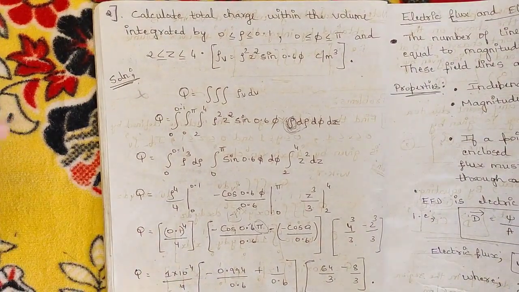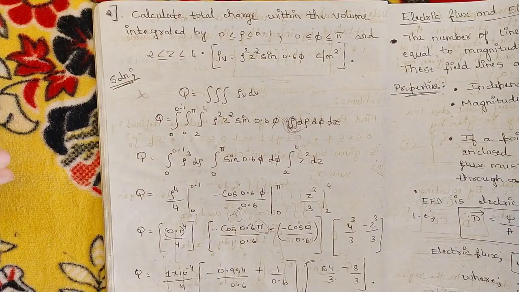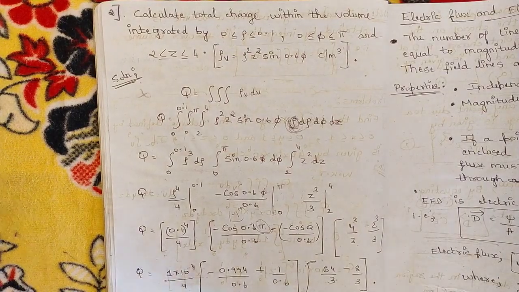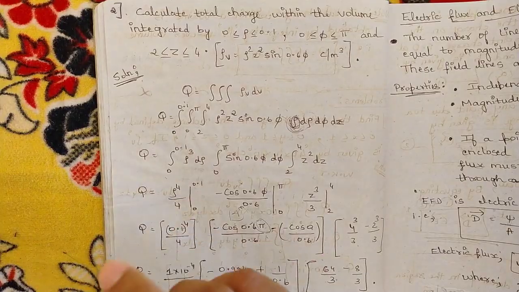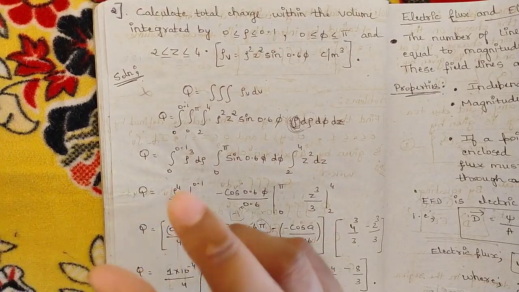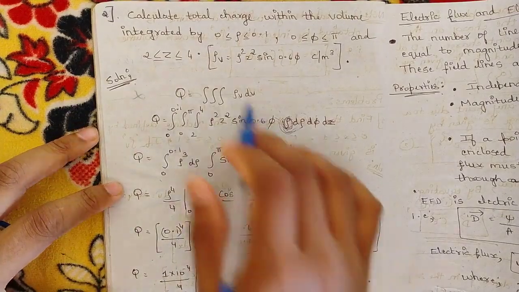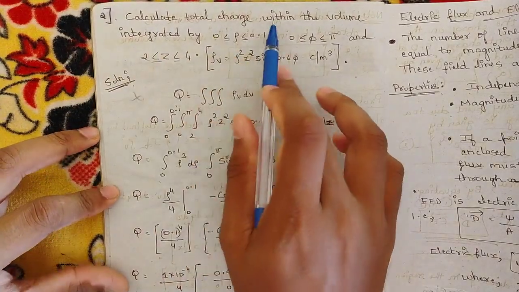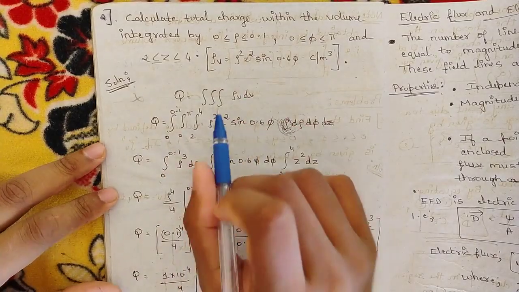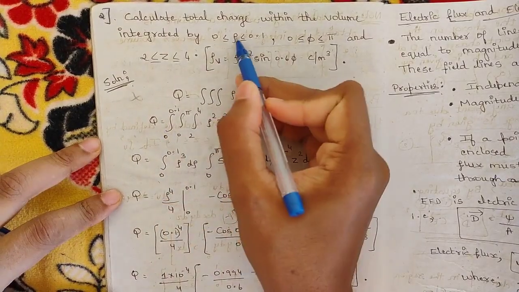This is the total charge within the volume of a cylinder. That was the total charge within the volume of a cuboid, and this one is for the cylinder. Calculate the total charge within the volume, integrated by the limitations given.